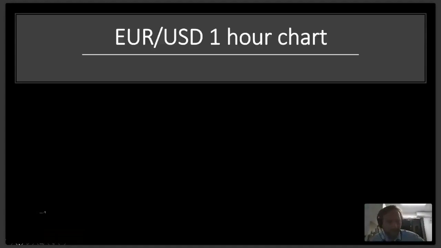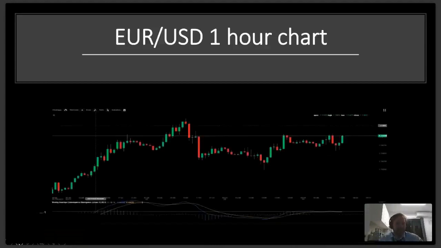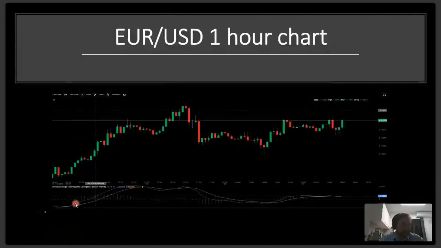Now here's an example on the Euro-Dollar 1 hour chart. Let me get my little laser pen so I can show you. Okay. So, the blue is the faster MA, and the yellow is the slower MA. These bars here, this is the histogram. So obviously, the closer they get together, the bars get really thin. The wider they are, the bars get bigger.